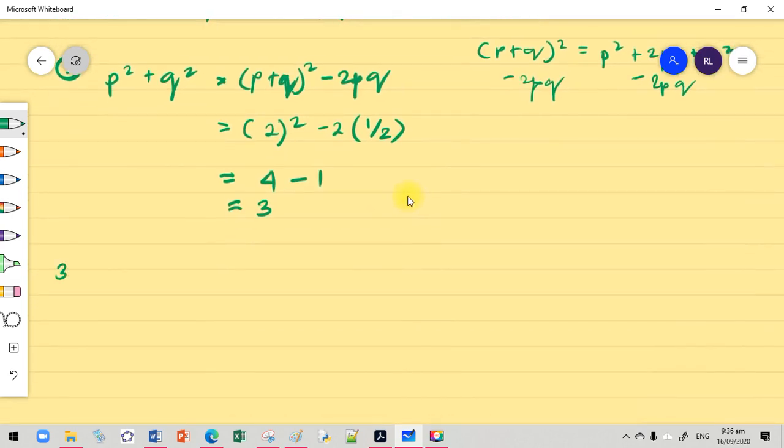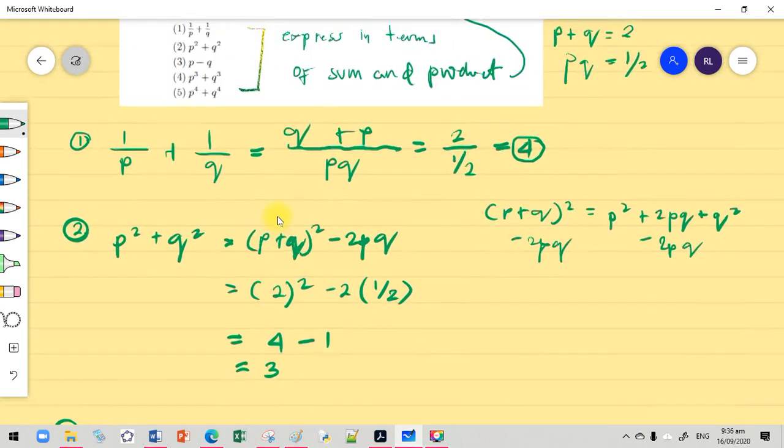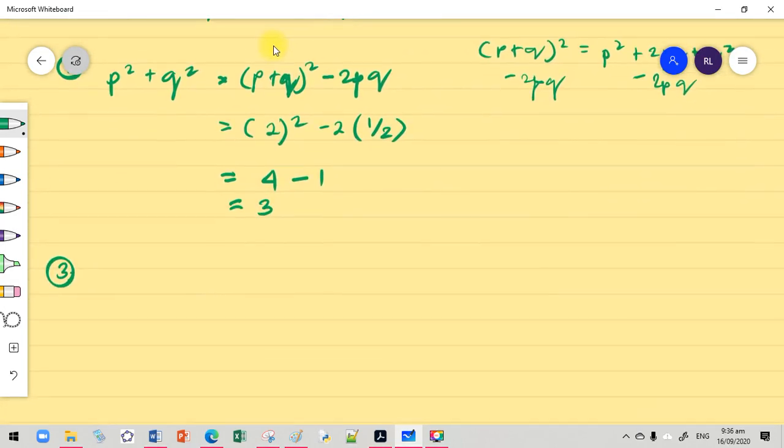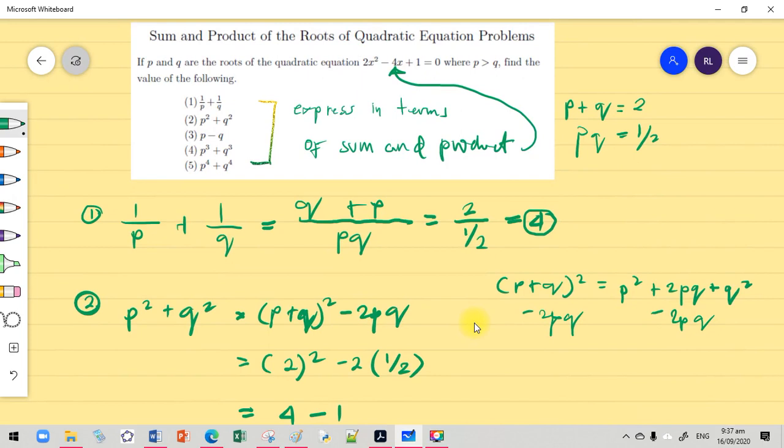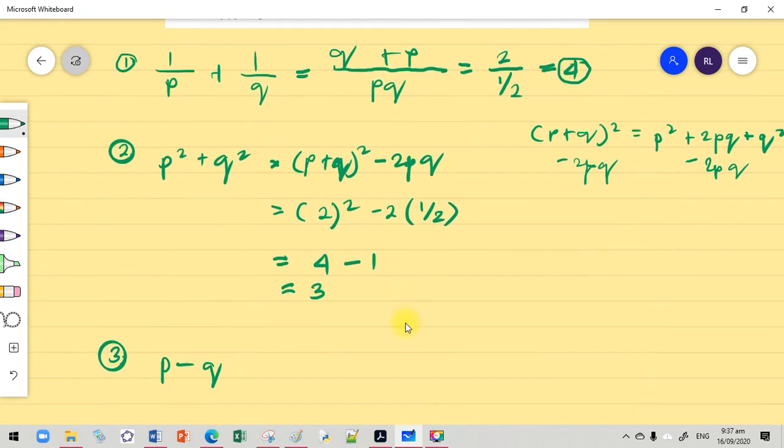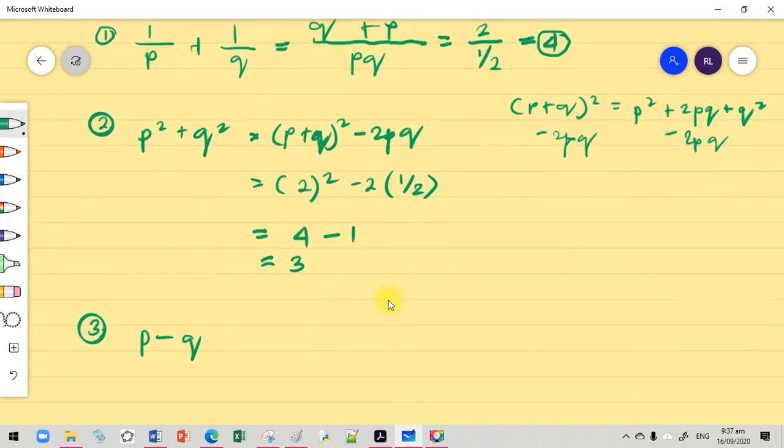Number 3. It's like saying P minus Q, the difference of the roots. But in the problem there is a condition that P is greater than Q. Meaning the difference of the roots is greater than 0, positive, because if P is greater than Q and you subtract them, the result is positive.